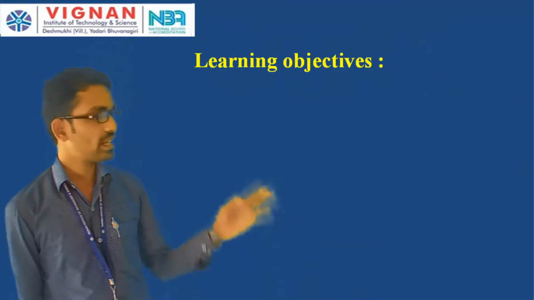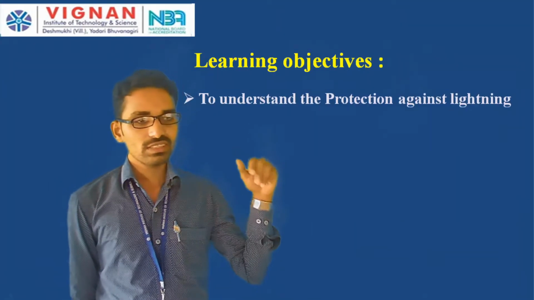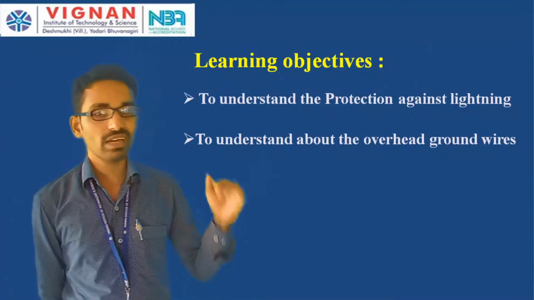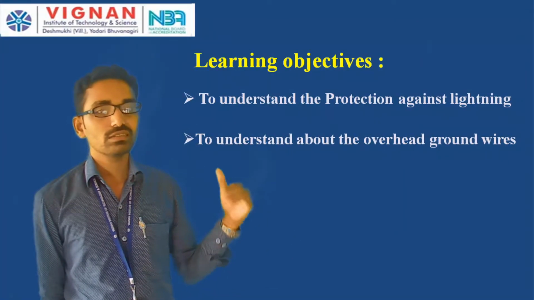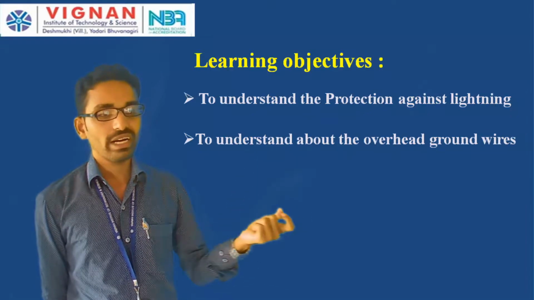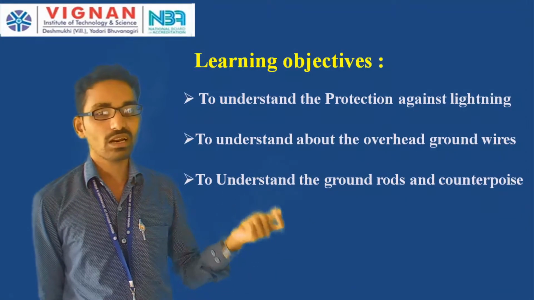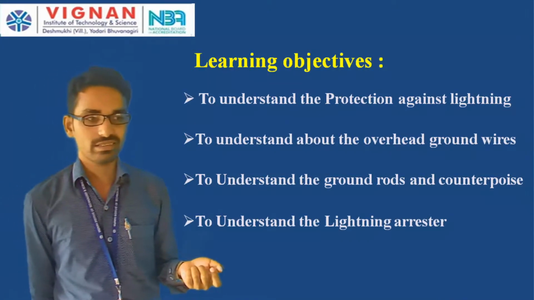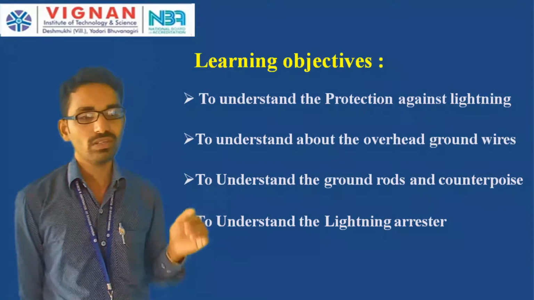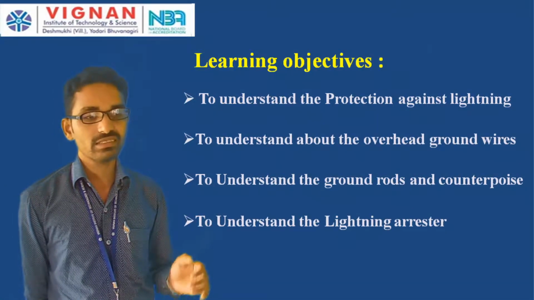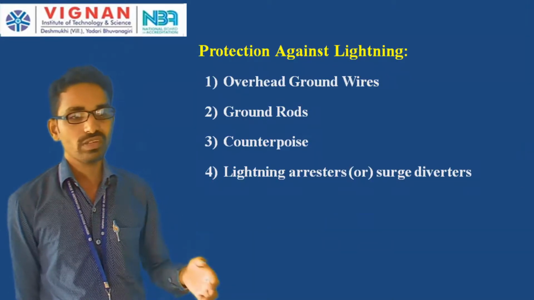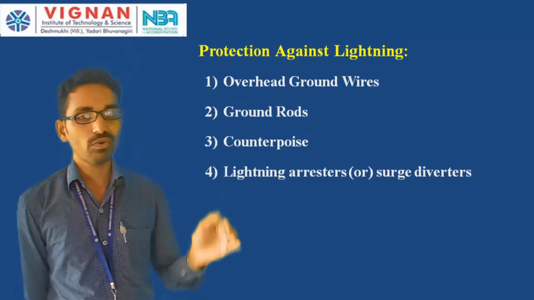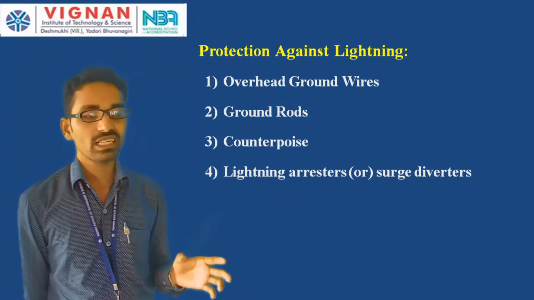If you see the learning objectives of this lecture, the first one is to understand the protection against lightning. In that, we have different methods: to understand overhead ground wires, ground rods and counterpoise, and lightning arresters. We will see what exactly a lightning arrester is and how it provides protection against overvoltages. So in protection against lightning, we have 4 different methods to protect the power system.